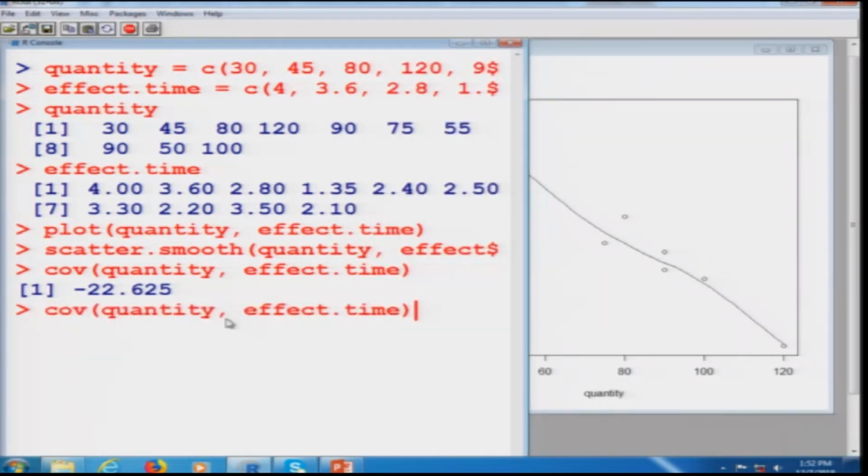Right. Now, I try to find out the correlation coefficient between the quantity and effect dot time, and this comes out to be here minus 0.988. So, once again this sign is coming from the covariance, and it is indicating that the relationship between quantity and effect time, they are negatively correlated. As the quantity increases, the time taken to effect is decreasing. Right. And this is quite obvious also.